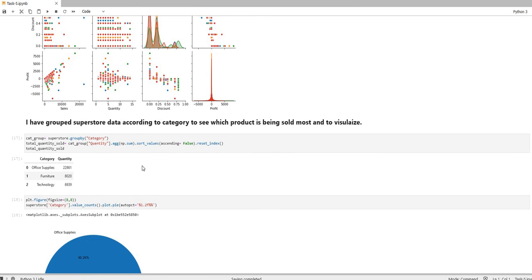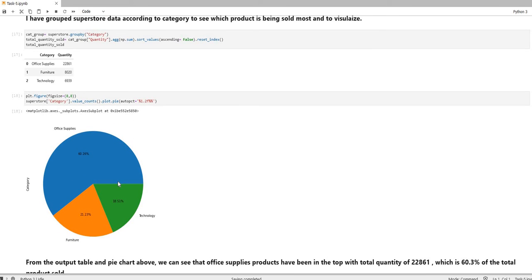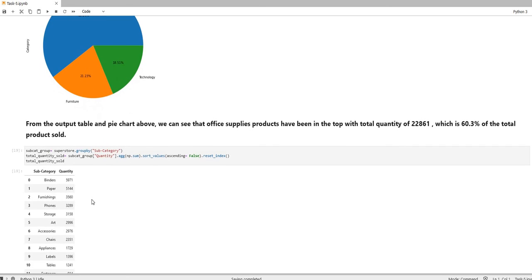Now let's group the data by category and extract the total quantity of each category. As we can see, in total quantity sold, office supplies are in top position with a total quantity of about 22,861, which is about 60.26%. Then comes furniture and lastly the technology category. Now let's divide the total quantity sold according to subcategory.